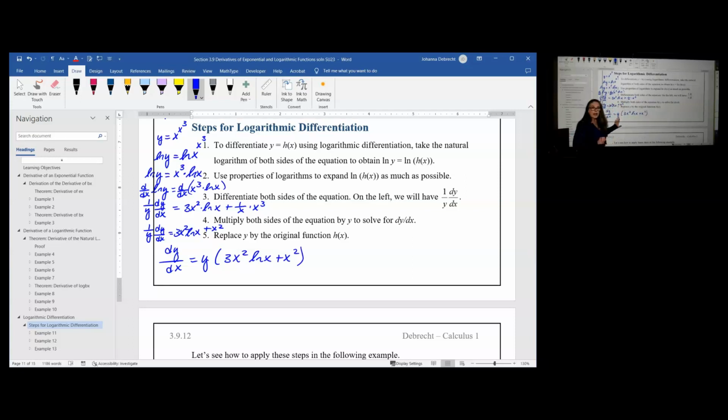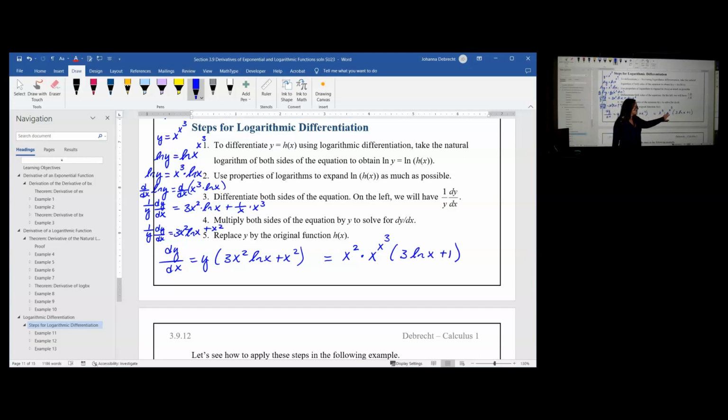I know what y is, however. It was my original statement. I know y is the tower function x to the x cubed power, so I can replace it. I'll also factor out the common x squared: x squared times x to the x cubed power times 3 natural log of x plus the placeholder 1.